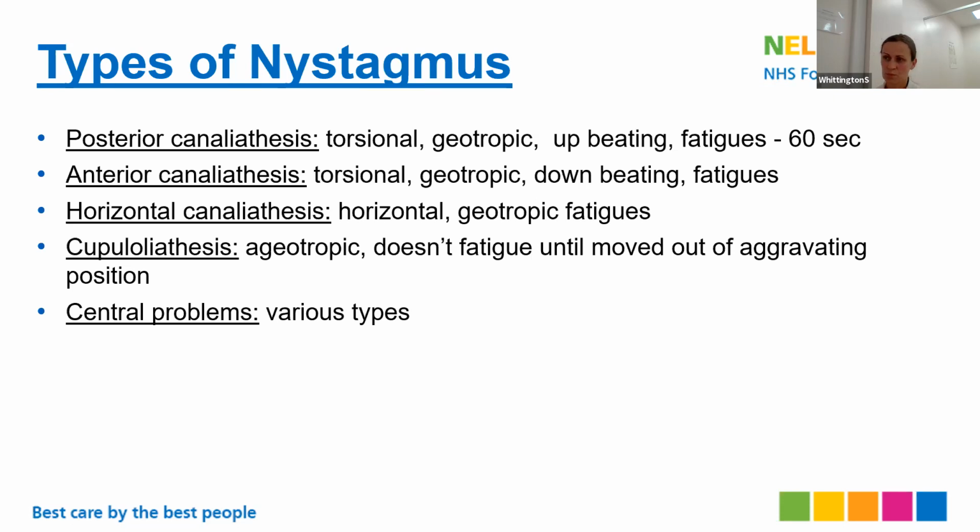And then with central problems, you get all sorts of different types. I'll show you a couple of videos in a minute, but you get all sorts of different types of nystagmuses. That may sound all a little bit confusing, but if you just remember the posterior canal, because this is what you're mainly going to see with BPPV: if you see a twisting, torsional component, it beats to the affected side, it beats towards the upper lid, and it will fatigue within a minute.